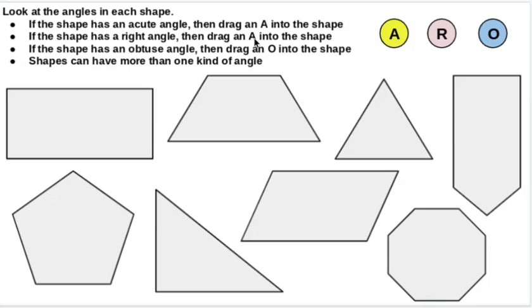Do you guys see where this says A? That should say an R, okay? So again, if the shape has a right angle, then drag an R into the shape. And lastly, if the shape has an obtuse angle, then drag an O into the shape. And remember that each of these shapes could have more than one kind of angle. You're going to find this activity on the next slide. So go ahead and try it. And then when you're ready, you can go back to the slide after that and watch the next video.